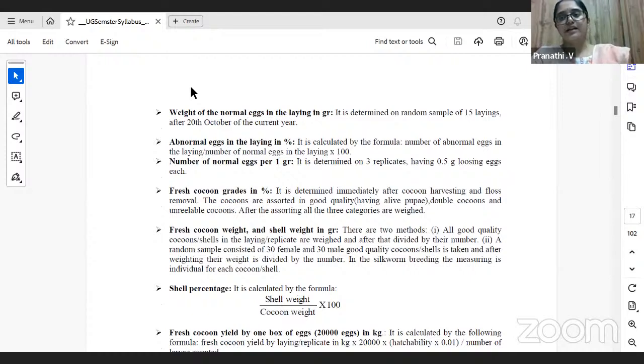That is, immediately after the cocoon is harvested, the floss is removed. Cocoons are going to be graded according to the kind of pupa that are alive and present. If at all there are double cocoons, meaning are there two silkworms, and how many of the cocoons cannot have the silk thread extracted from them. So all this sorting is done, and then they are going to be sorted into these three categories, and then they're going to be weighed.